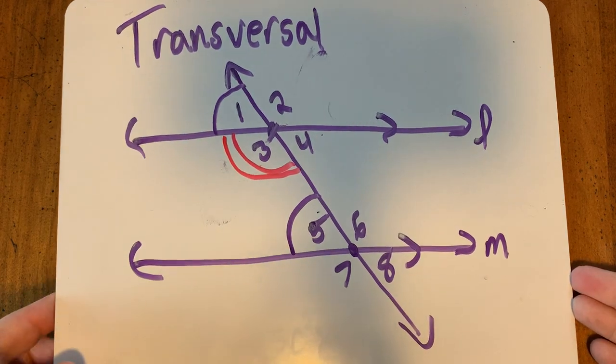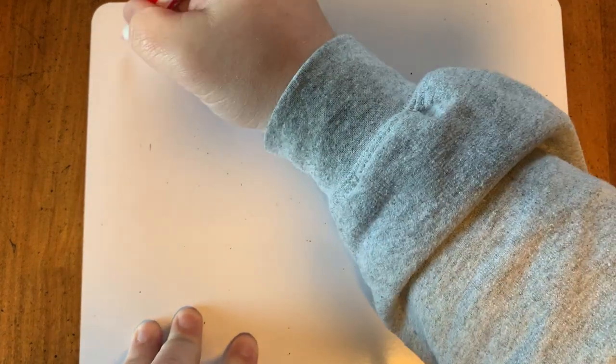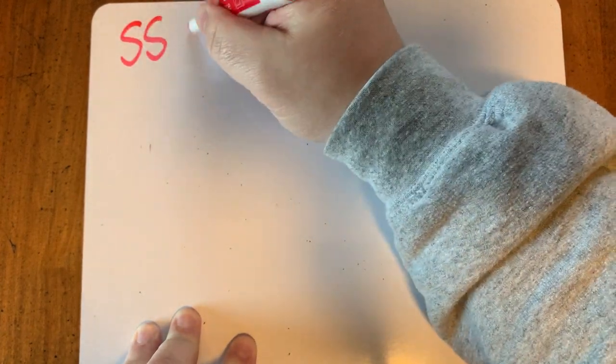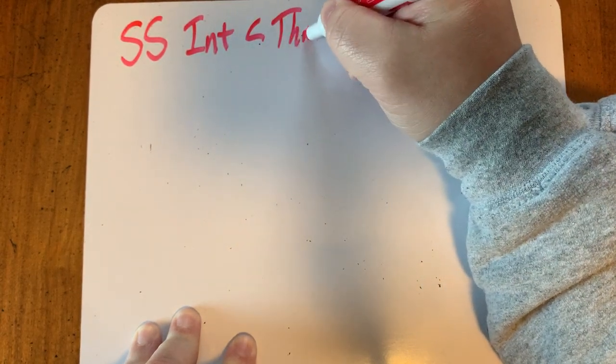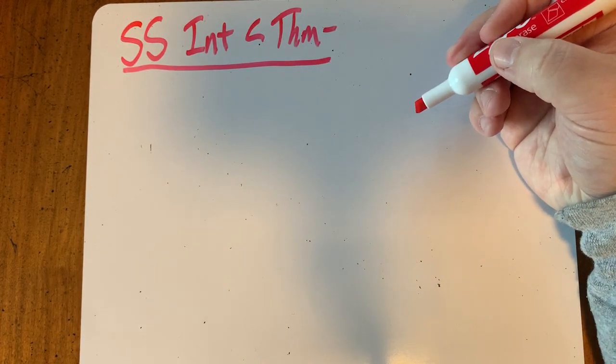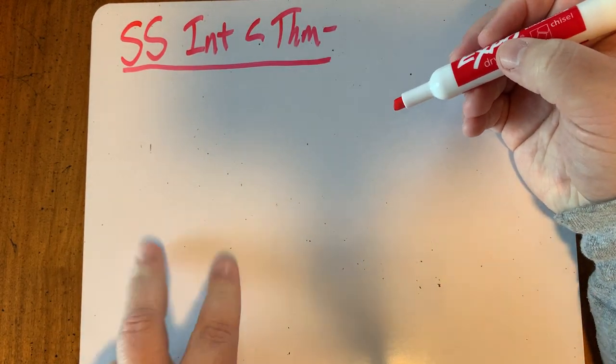And we would be able to do a full proof of that. Just for the time of this video, I'm not going to do the full proof of that. But we could, and I may ask you to do it at some time on your own. But that is our same side interior angle theorem. And you can abbreviate the same side interior angles as SSINT angles.